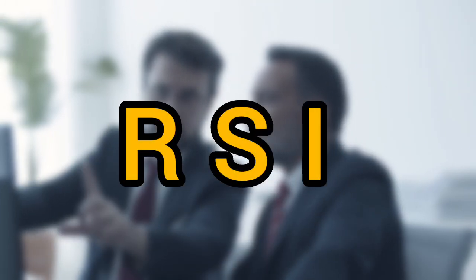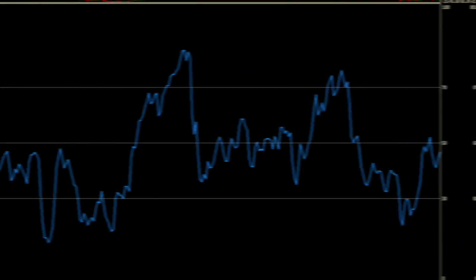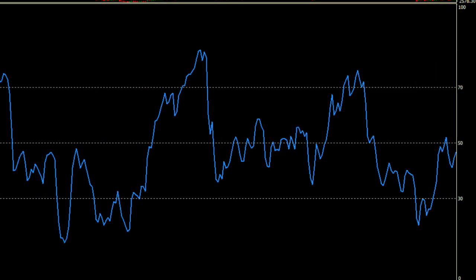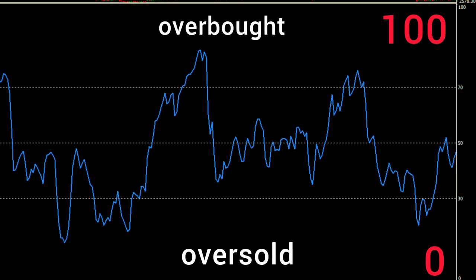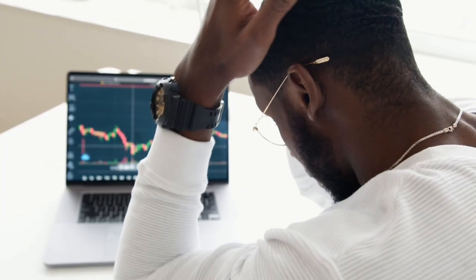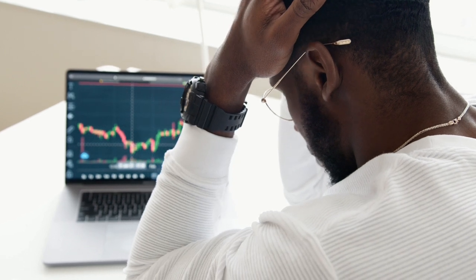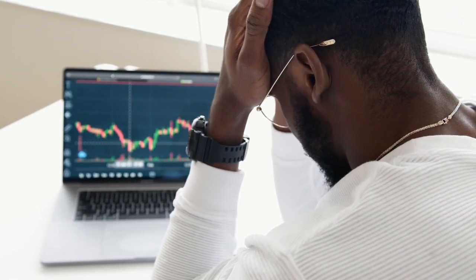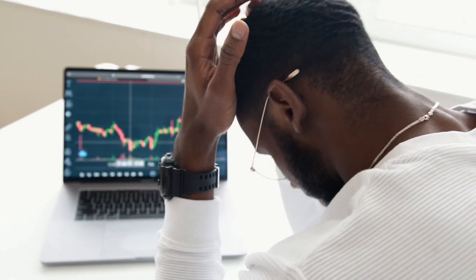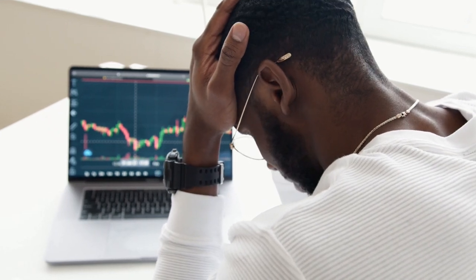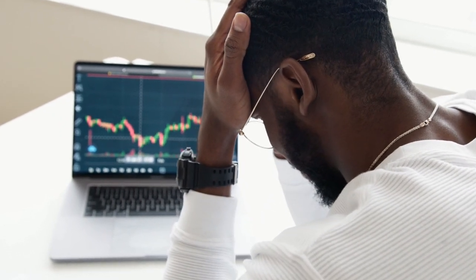Today we're diving deep into one of the most misunderstood tools in trading, the RSI, the Relative Strength Index. It looks simple, right? A number from 0 to 100, telling you when an asset is overbought or oversold. But here's the truth: if you're relying on RSI alone to place trades, especially as a beginner, you're probably using it wrong. And I'm going to show you exactly why.